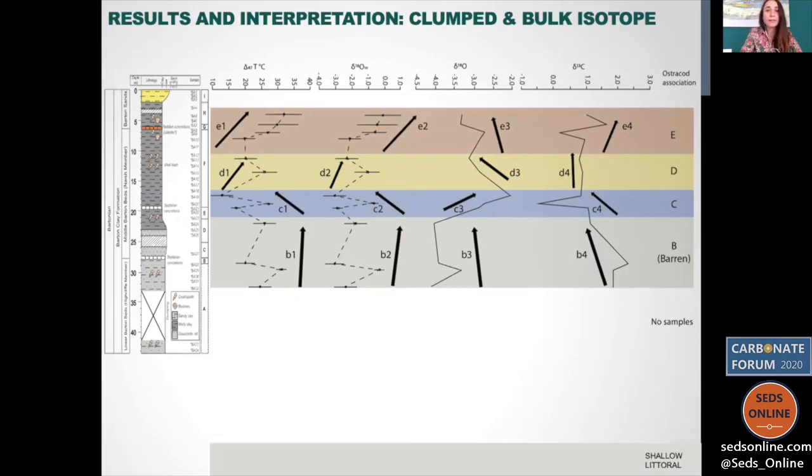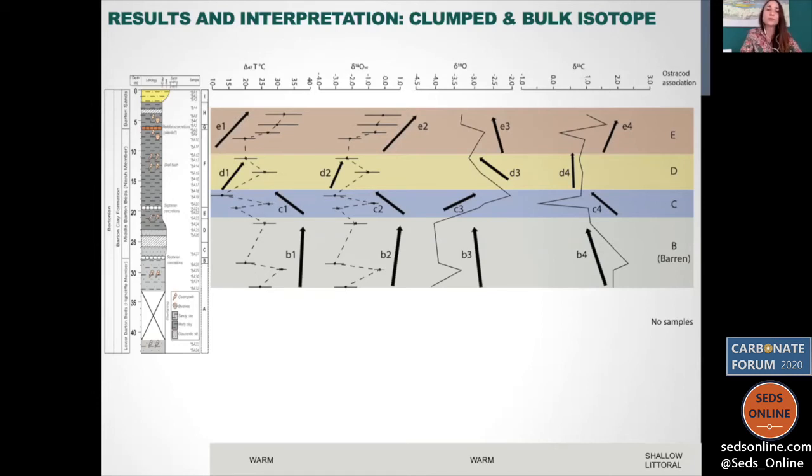So interval B, as we said, was a shallow littoral. And looking at the temperature, we have higher, warmer temperatures, indicated by both clumped and oxygen delta 18. So we can say warm temperature. Then looking at the delta 18, we have a clear freshwater input, and the negative delta C13 also indicates an input from the continent.